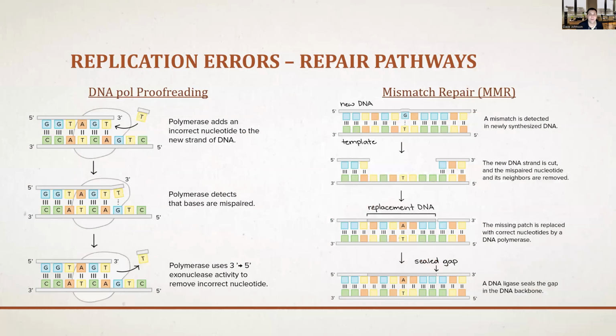So what are the repair pathways that are available to catch these replication errors? Okay, so the first one is DNA polymerase proofreading. All right, so like I said, DNA polymerase is going along and it's incorporating appropriate base pairs. It sees a T, it pairs it with an A. It sees a C, it pairs it with a G. It sees an A, and it pairs it with a T. And right here, let's say it sees a G, but it pairs it with a T.